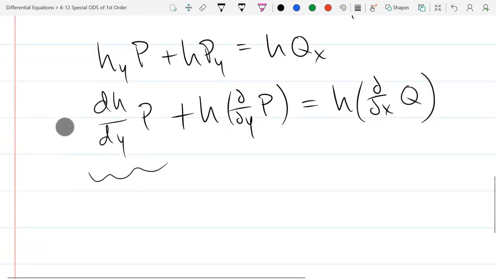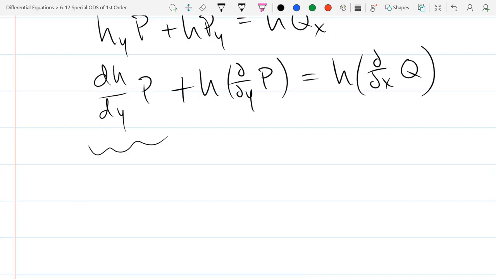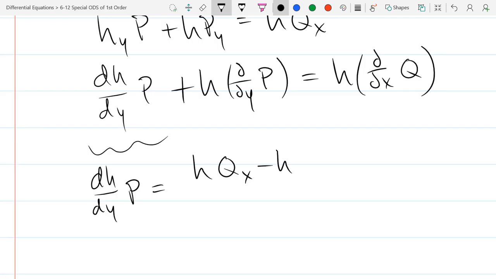All right, what are we going to do next? We are going to solve for dh/dy, and we're going to do it very carefully. So subtract this to the other side. I don't know why I rewrote those partial derivatives, so I'm going to write them back in lazy notation. And then divide by p.